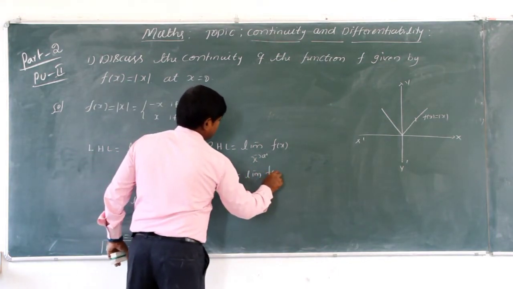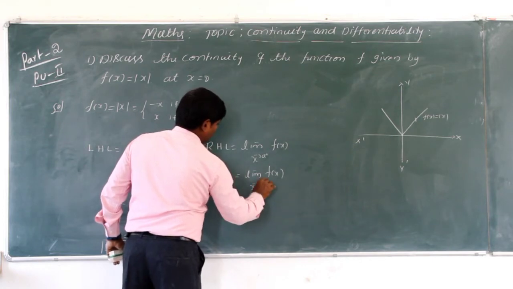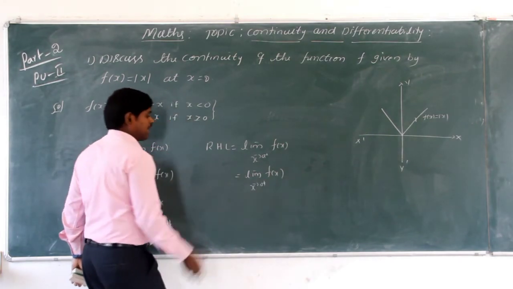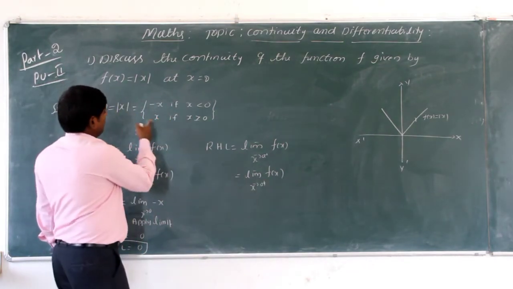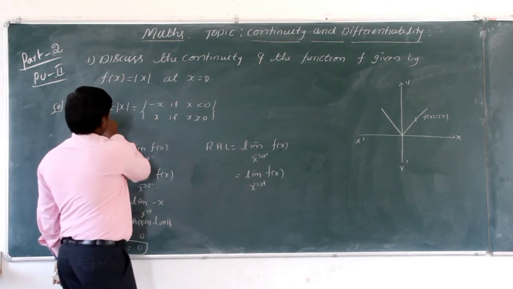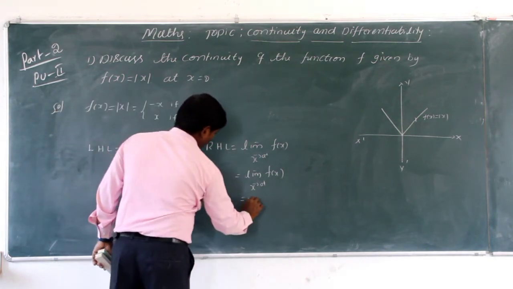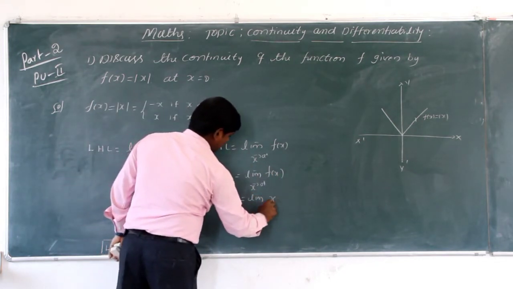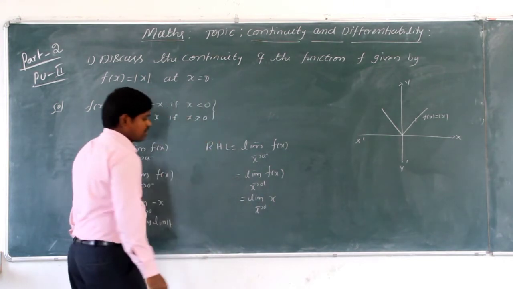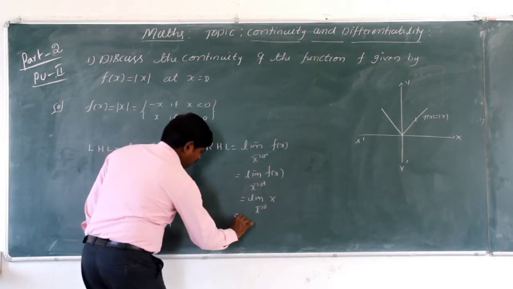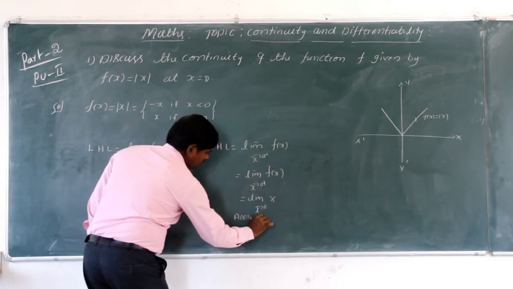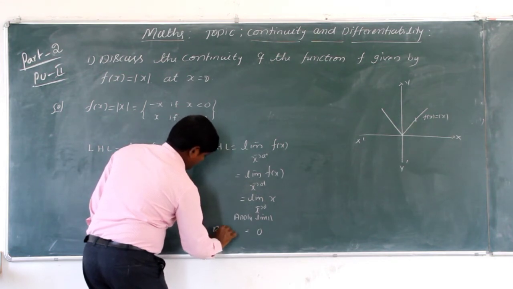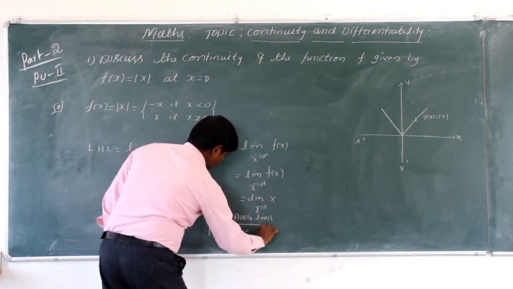Limit of f of x as x tends to 0 plus. That means the value of x is greater than 0. So then f of x is x, which is equal to the limit of x as x tends to 0. Now apply the limit, and we get 0. So the right hand limit is also 0.